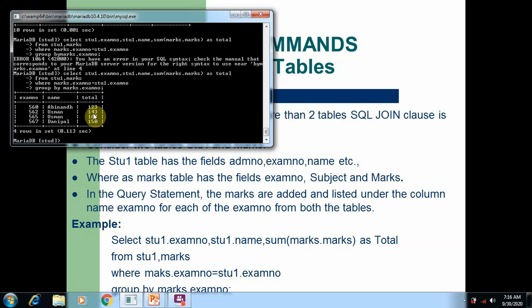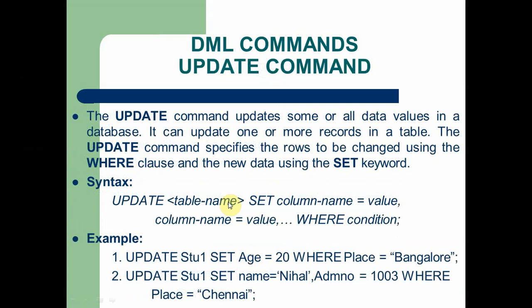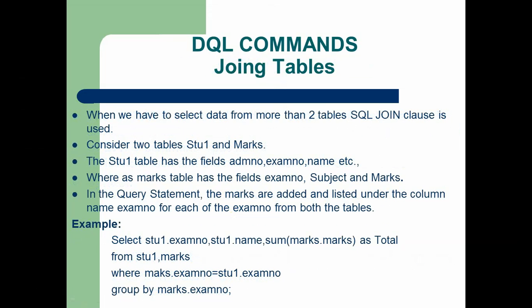So in this way we can join more than one table and their columns and display them on the screen. This is called the joining clause. The next topic is update, which we are going to learn in the next class. So this class is completed here.